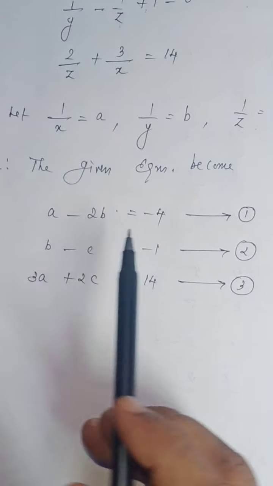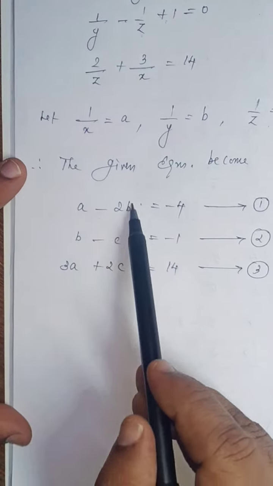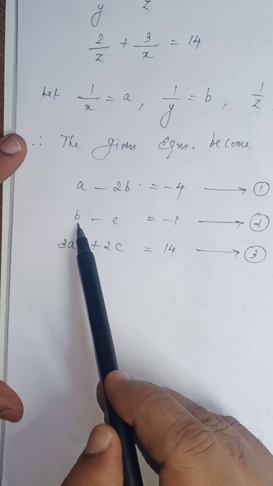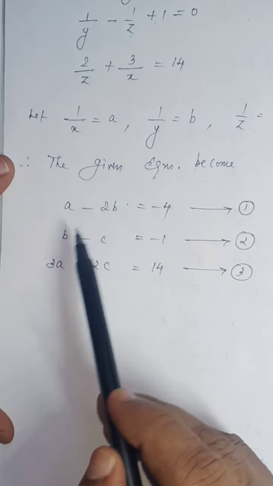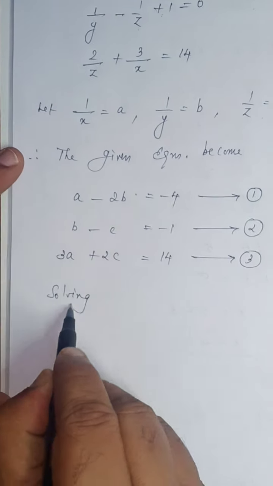Here in equation number 1 and 2, which variable is common? We have b is common. B is in equation number 1 as well as in equation number 2. So I am going to eliminate the variable b. So it's equation 1 and 2, solving 1 and 2.